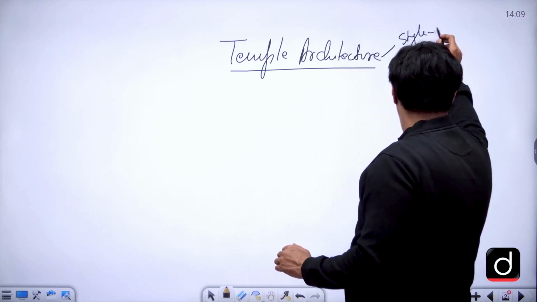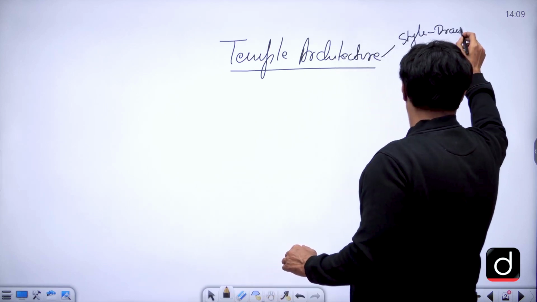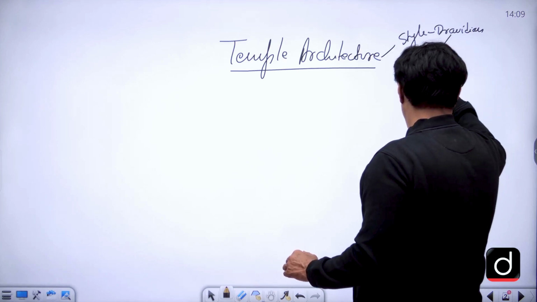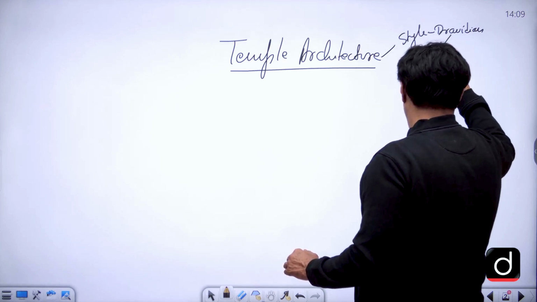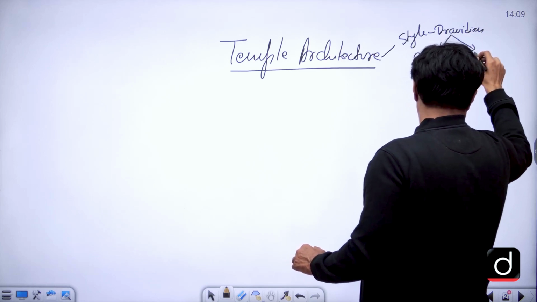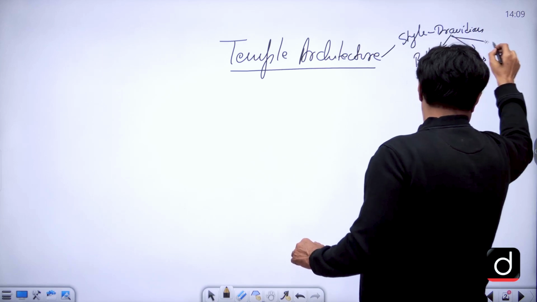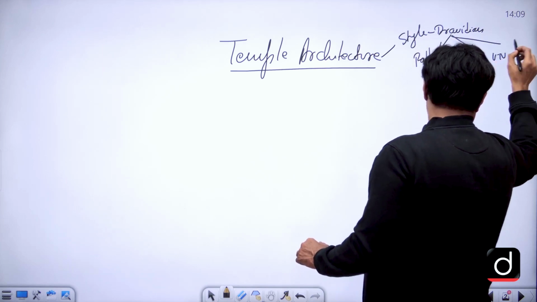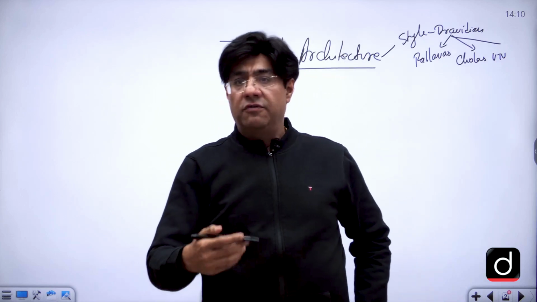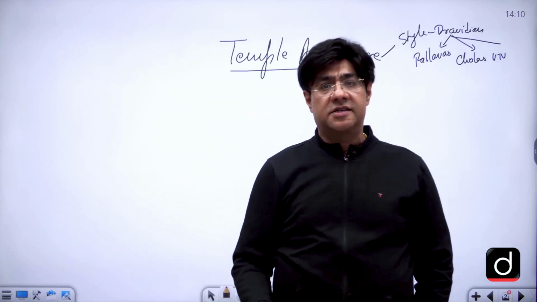Like for example, when we do Dravidian temple architecture, then here one style was witnessed during the time of Pallavas. Another style is witnessed during the time of Cholas. Third development is witnessed during the time of Vijayanagar. So in that way, we can see the development of the Dravidian style.